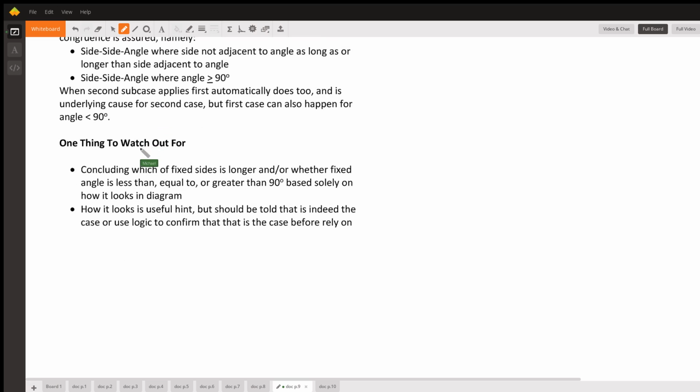Now, one thing to watch out for, and I'm sure you've seen this before in geometry, is that judging which of the fixed sides is longer, or whether the angle is less than, equal to, or greater than 90, based solely on how it looks in the diagram, is risky. It's a useful hint, but you should be told that it's indeed the case, or use logic to confirm that before you rely on it.